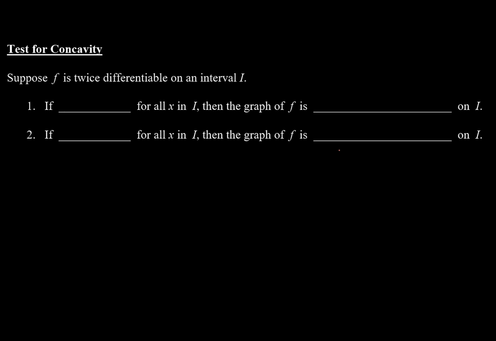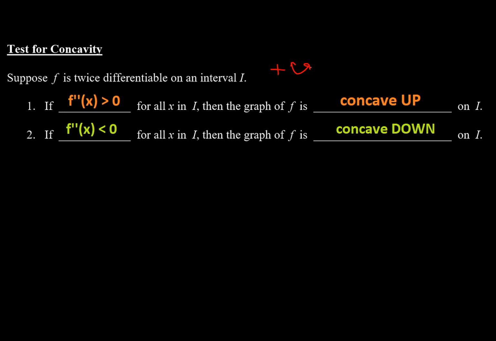The test for concavity is very similar to the test that we did for increasing, decreasing, and for max and mins. Basically, if the second derivative of x is greater than 0, we know it's concave up, okay? If it's positive, it's up. Okay, if the second derivative is negative, then we know it's down. So if it's negative, it's down.